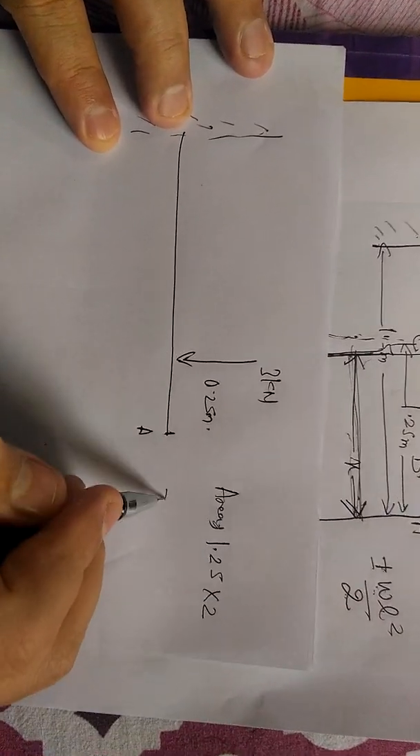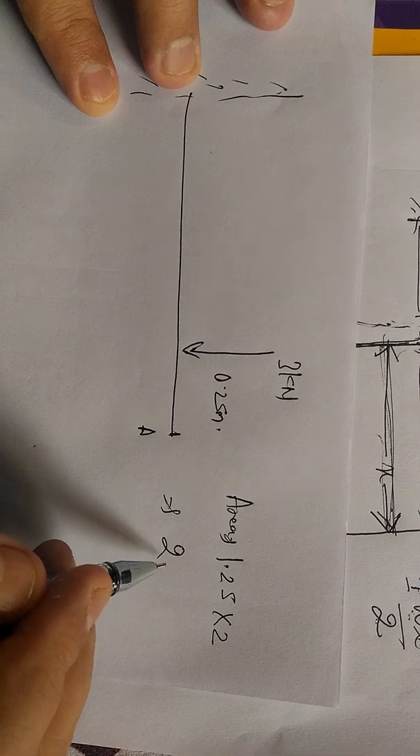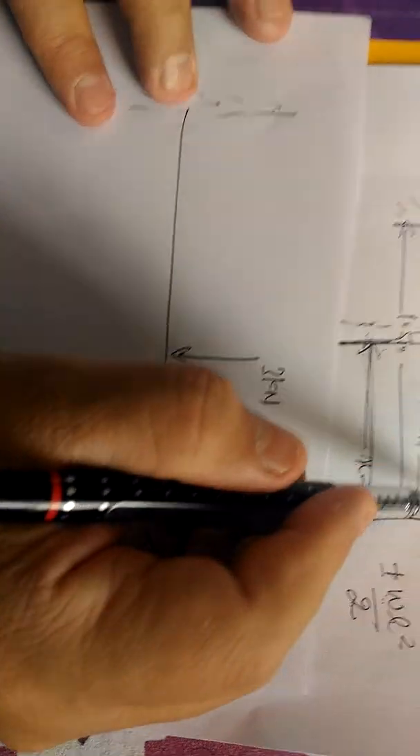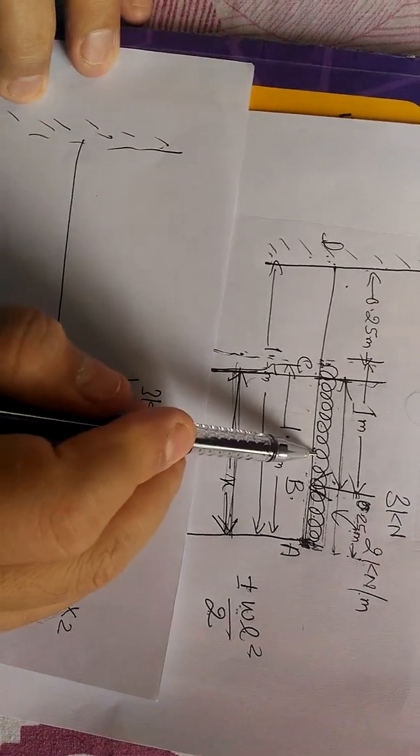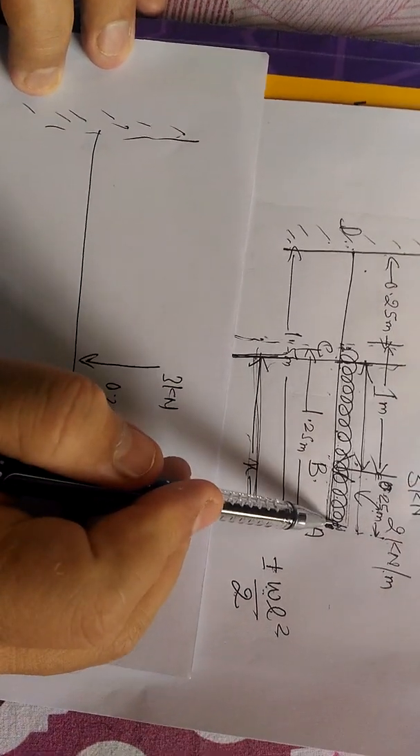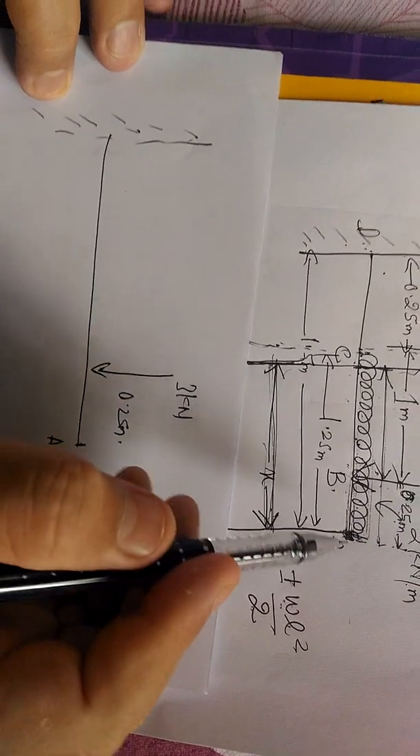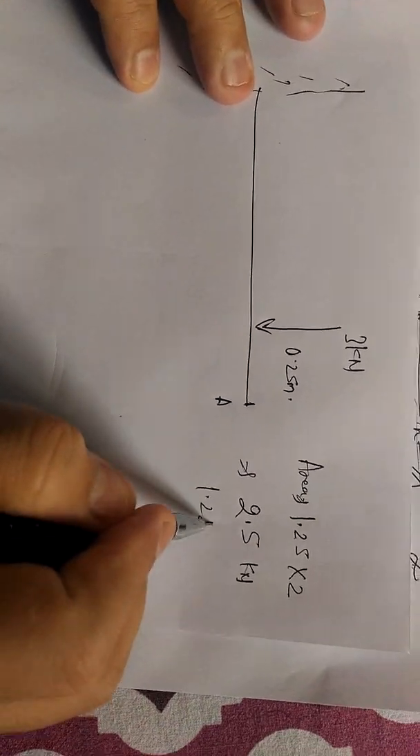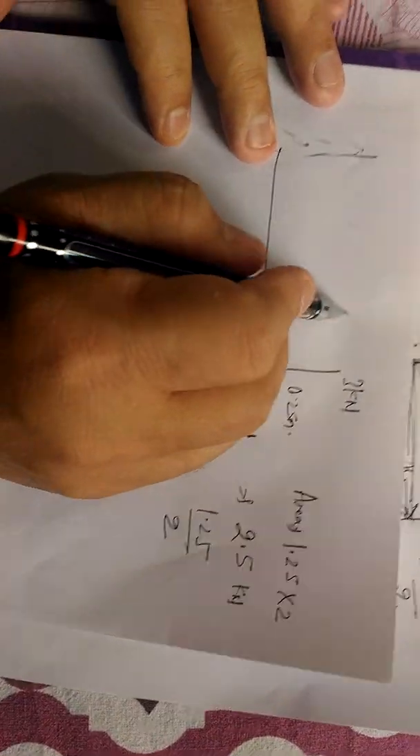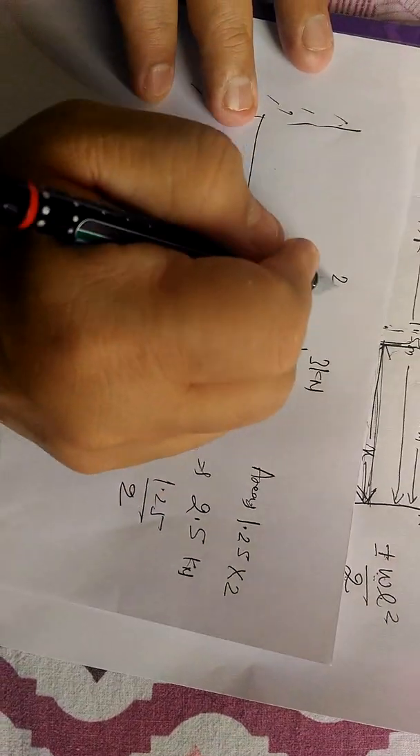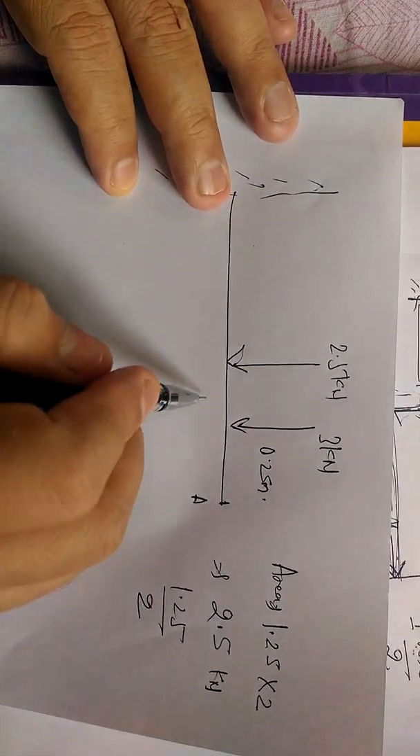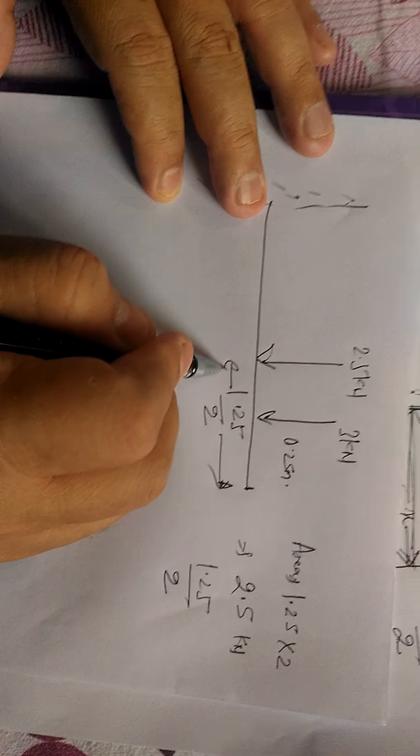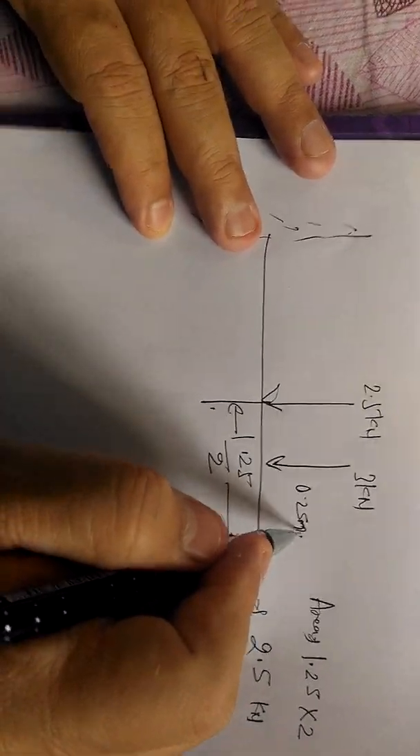So area is equal to 1.25 into 2, so that is equal to 2.5 kilonewton, and that will be acting at the midpoint of this rectangle, that is at the center, halfway from here or halfway from here. So that will be at a distance of 1.25 by 2. So a point load of 2.5 kilonewton at a distance of 1.25 by 2, and this distance is 0.25.